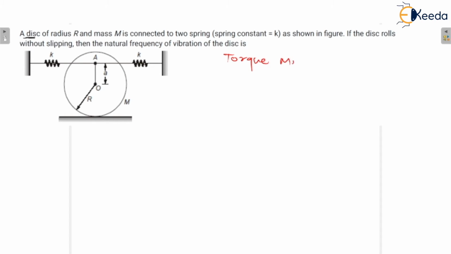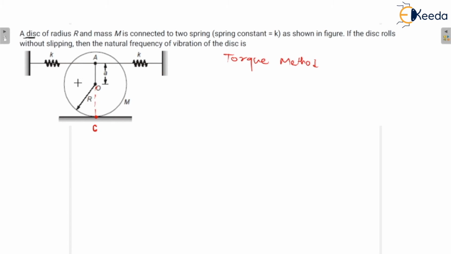So this is the torque method. Now see here, we are considering the torque method. That means we have to take torque about the point of contact. I'm going to call it C.